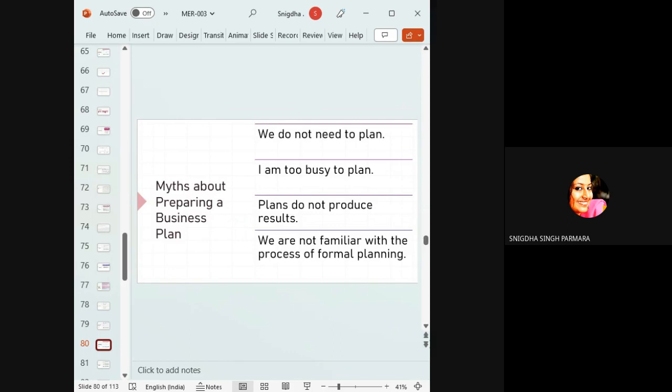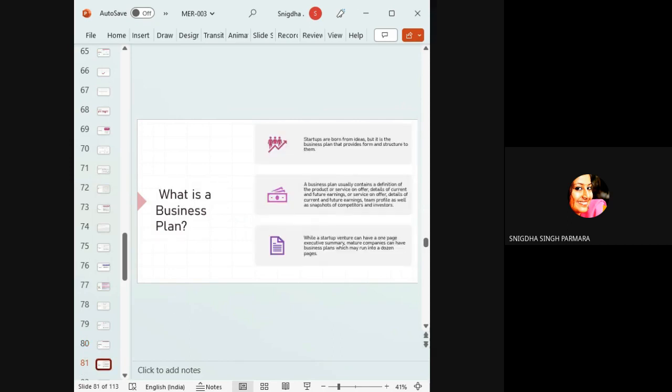We are not familiar with the process of formal planning. There's no thing as such called formal planning. You may plan as you may like. There is no set format for it. So anyone can plan, and it is important to plan. What exactly is a business plan?